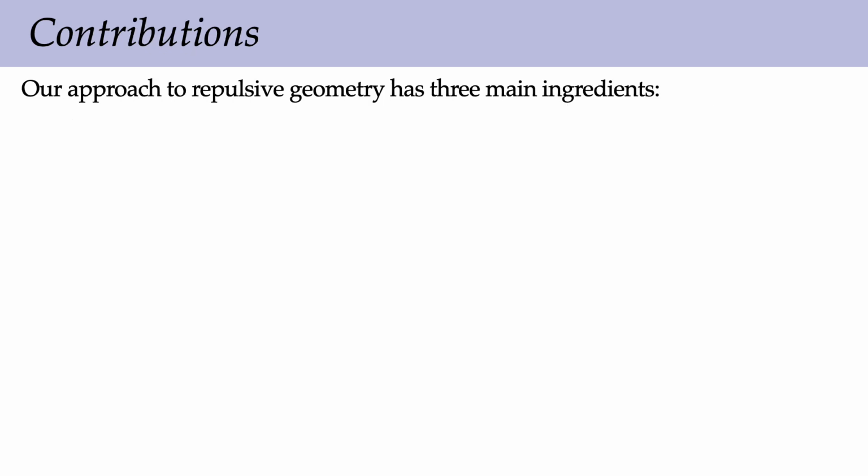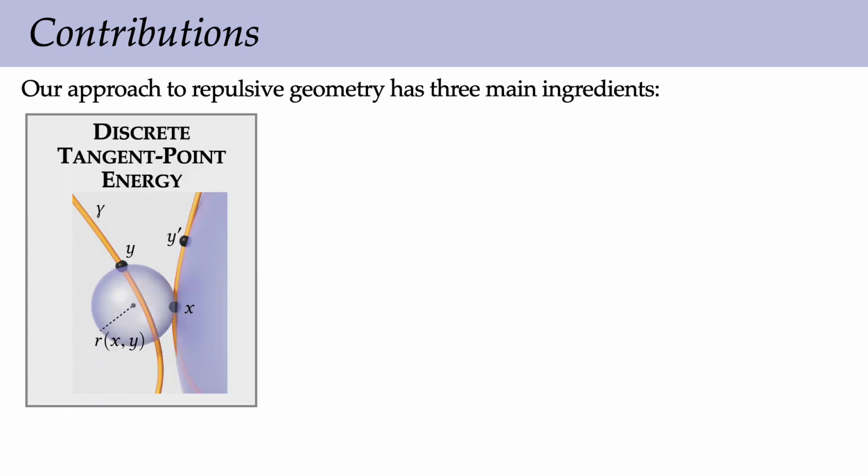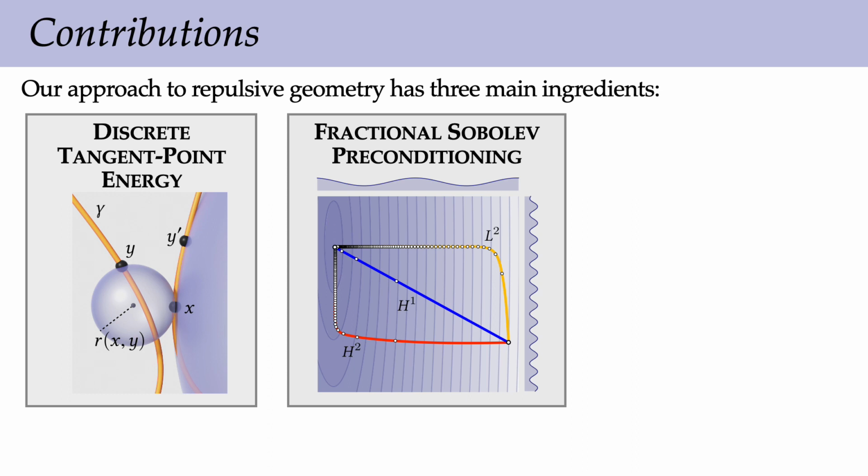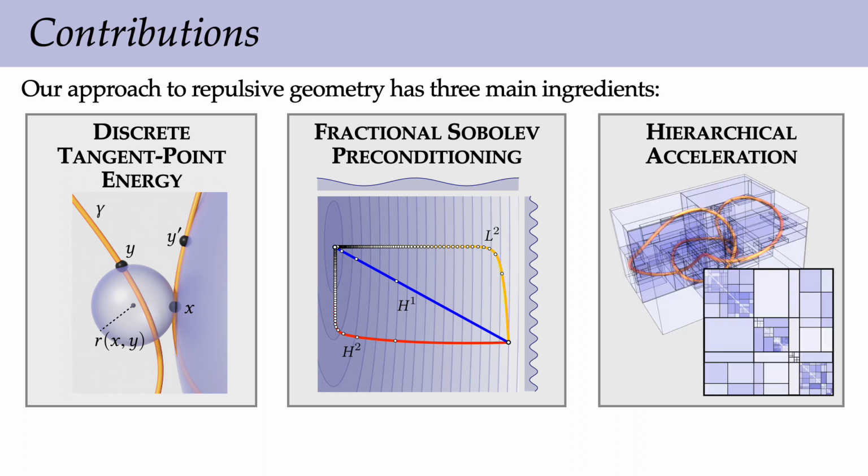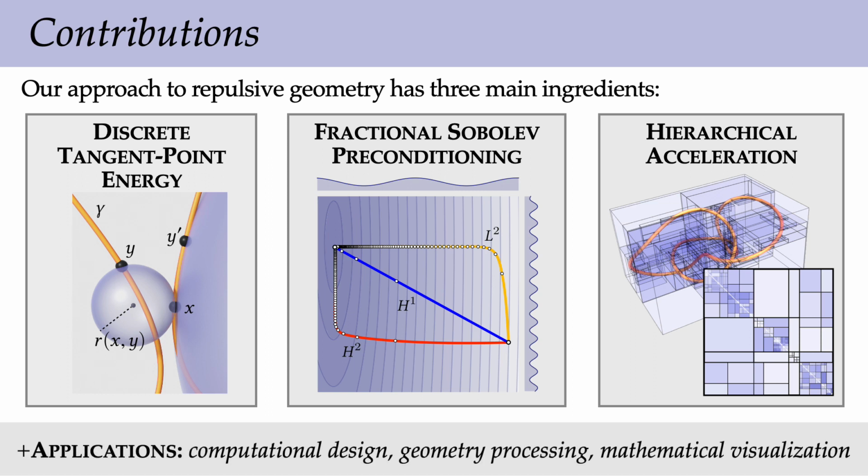Okay, so for these reasons, our approach to repulsive geometry optimization has three main ingredients. First, we introduce a discretization of the so-called tangent point energy, which is well behaved for curves and surfaces. Second, we develop an intelligent optimization strategy specifically tailored to navigating the repulsive energy landscape. And finally, we build a fast hierarchical acceleration scheme to bring down the asymptotic cost of solving our dense system. And apart from all this technical stuff, a really important component of this work has been identifying new ways of applying repulsive energies to problems in visualization and geometry processing and visual computing.